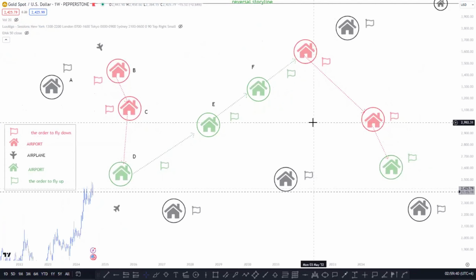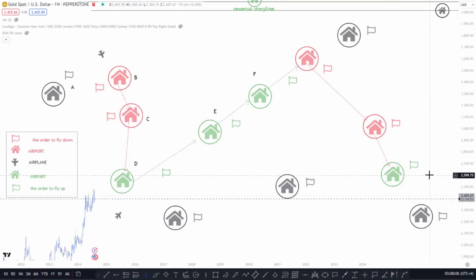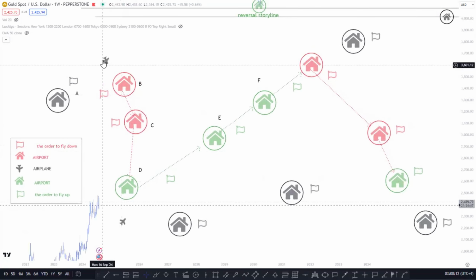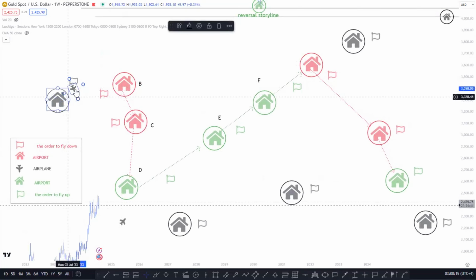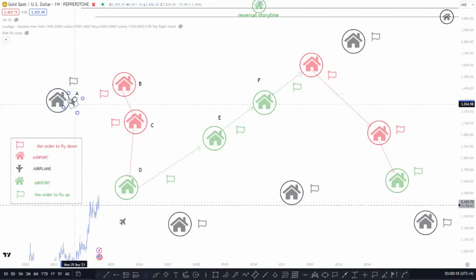So imagine an airplane without a set destination. Its journey is random and decided by the airports it stops at. Okay, the red houses represent airports, and the green houses represent other airports. So let's imagine the airplane takes off from airport A to airport B.